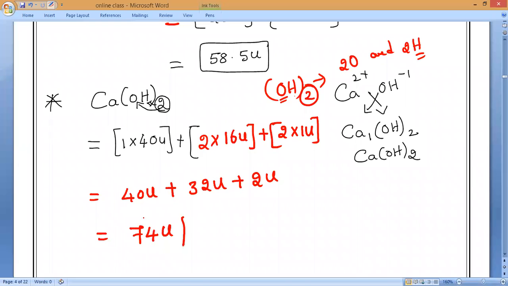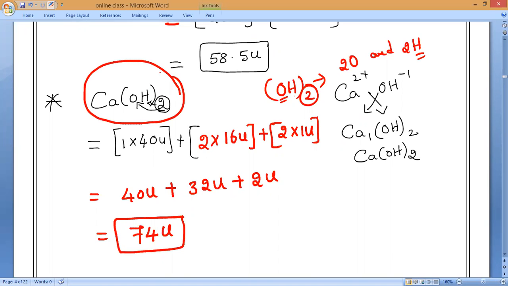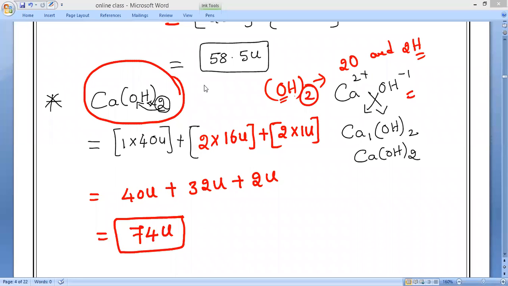So this is the formula unit mass of one calcium hydroxide ionic part, meaning Ca2 plus and OH minus. That is what you have to remember. This is how to find formula unit mass as well as molecular mass and atomic mass. Is anybody having any doubt? Please let me know. Clear?